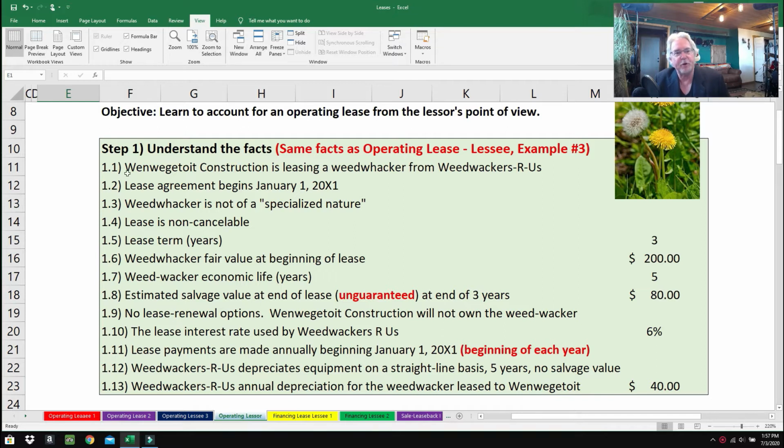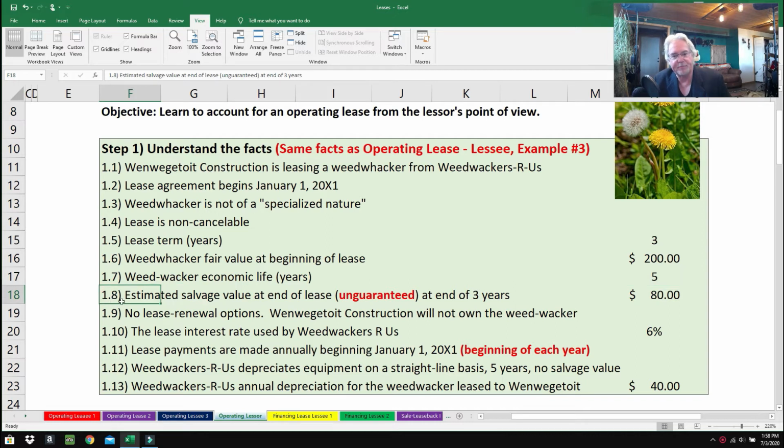1.1, When We Get to It Construction is leasing a weed whacker from Weed Whackers Are Us. 1.2, the lease agreement begins January 1st, 2001. The weed whacker is not of a specialized nature; it's a simple weed whacker. 1.4, the lease is non-cancelable. 1.5, the lease term is 3 years. The weed whacker has a fair value at the beginning of the lease of $200. 1.7, the weed whacker's economic life is 5 years, which includes the lease period too. So a grand total of 5 years.